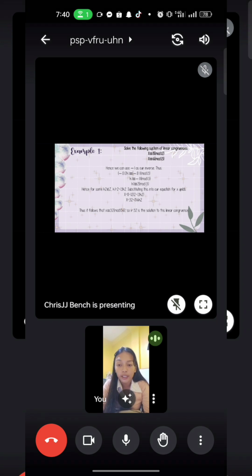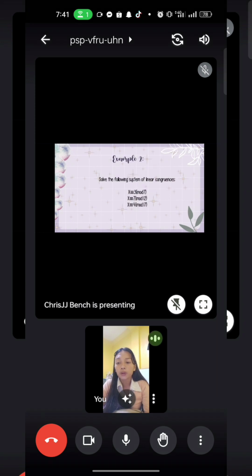Substituting this into our equation for x yields, x is equal to 8 plus 12 times 2 plus 13k2. This will give us x is equal to 32 plus 156k2. Thus, it follows that x is congruent to 32 mod 156, so x is equal to 32 is the solution to this linear congruence. Now, let's move on to our second example.